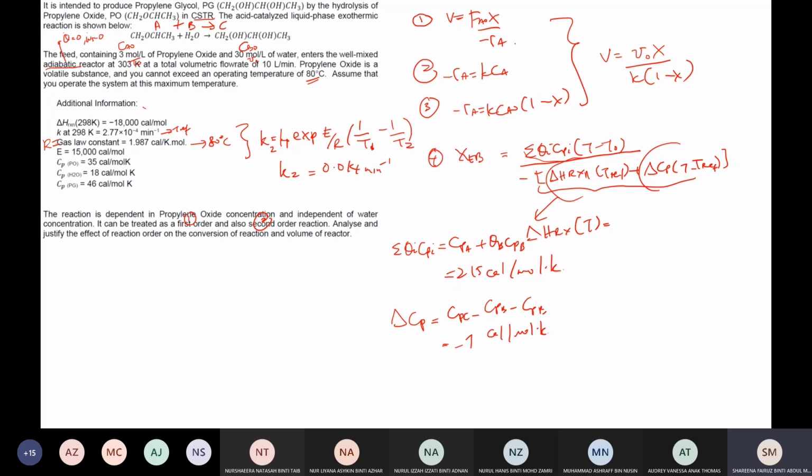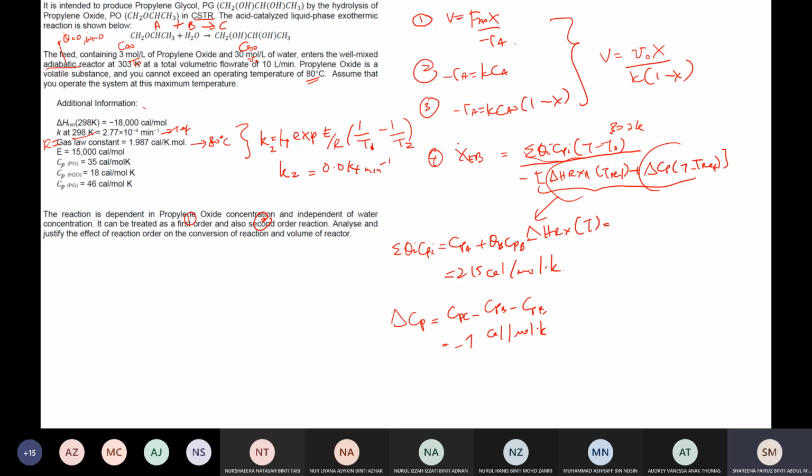T here is the maximum temperature, which is 80 degrees Celsius, converted to K. And T naught here is the temperature at time equal to 0, the entering temperature, which is 303 K, and T reference is 298. So from here you will get it in terms of X_EB.